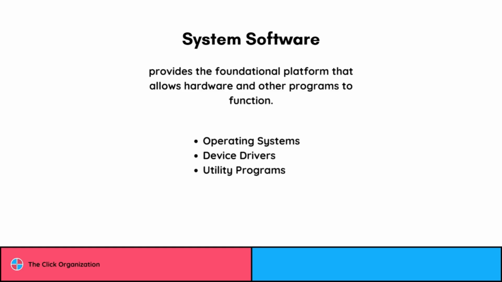There are two types of software. First of all, system software, and second of all, application software. System software provides the foundational platform that allows hardware and other programs to function. It is basically the foundational type of software because it has all the fundamental platforms that allow hardware and other programs to function, as it is written in here. There are three components to system software. First of all, operating systems. Second of all, device drivers. And third of all, utility programs.